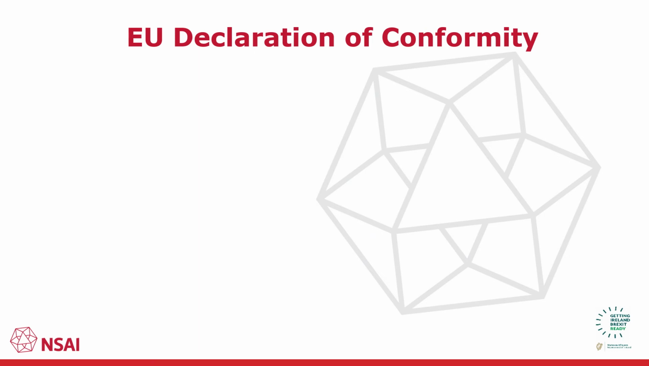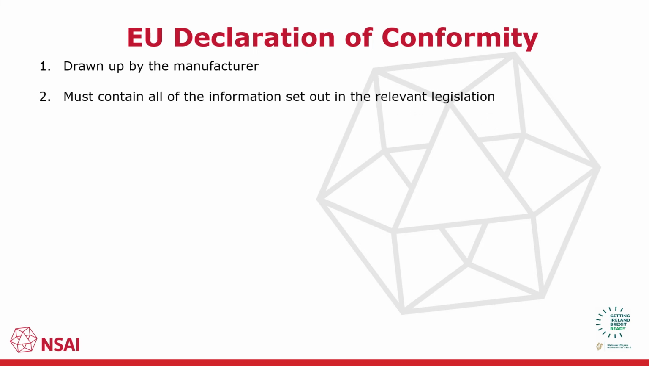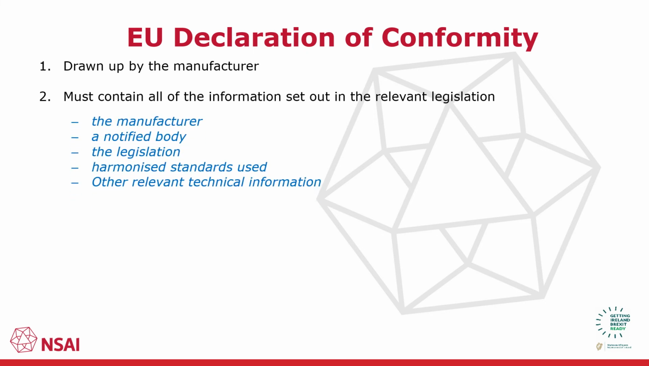The EU Declaration of Conformity is a legal document drawn up by the manufacturer or their authorised representative, if mandated to do so by the manufacturer. It must contain all of the information set out in the relevant legislation, and these include contact details of the manufacturer, contact details of an authorised representative, details of any notified body used in product certification, including the notified body number, the EU legislation which applies to the product, any harmonised European standards used to assess the conformity of the product, and all other relevant technical information.